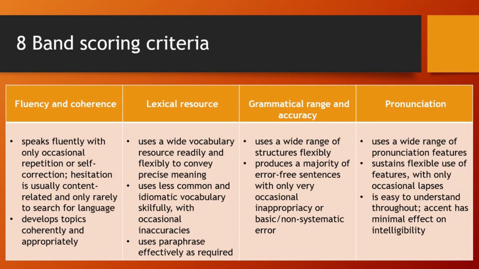Lastly, let's see pronunciation. Now it says uses a wide range of pronunciation features, sustained flexible use of features with only occasional lapses, is easy to understand throughout, accent has minimum effect on intelligibility. Now this simply means that you should know how to use word stress. I mean, there should be a flow when you speak. Don't speak like a robot.